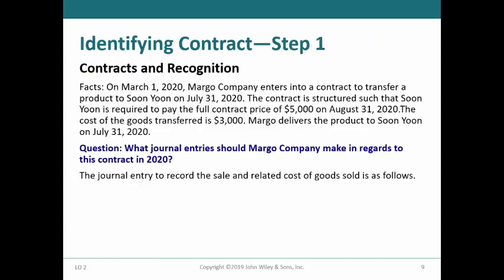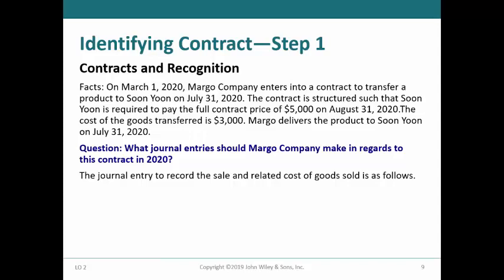To illustrate contracts for the sale of goods, we will consider Margot Company that enters into a contract to transfer a product to Soon Yoon on July 31, 2020. The contract provides that Soon Yoon is required to pay the full contract price of $5,000 on August 31, 2020. The cost of goods transferred is $3,000. Margot delivers the product to Soon Yoon on July 31, 2020.